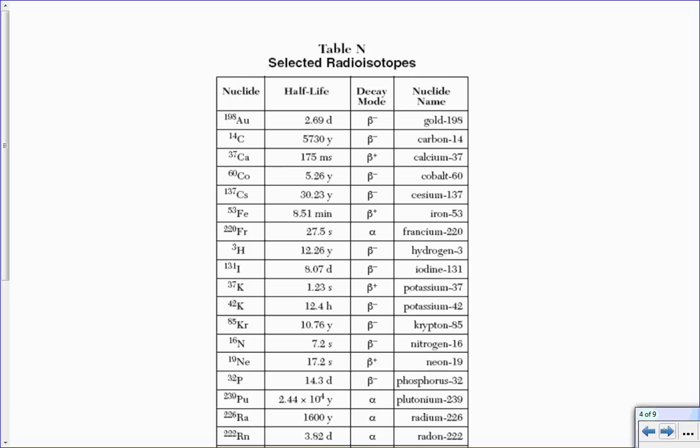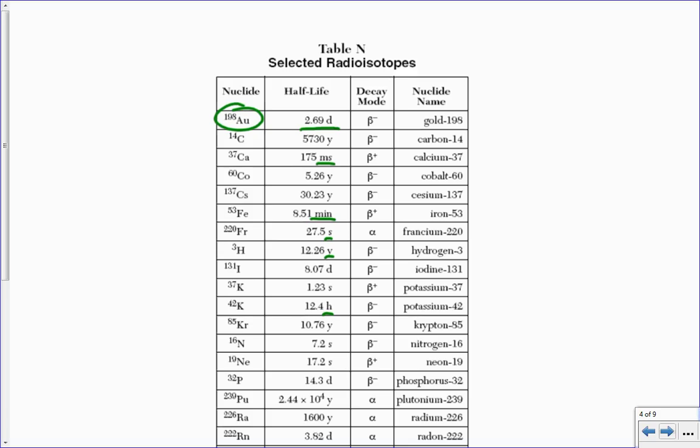The various isotopes and their half-lives, and here they are. And there's a lot of information in here, because let's take gold-198, for instance. It has 2.69 days. D is days. MS is milliseconds, MIN is minutes, S is seconds, Y is years. Okay, H is hours. Did I leave any out? I don't think so. Those are also listed in the reference table somewhere, so you know what each one of those stands for.